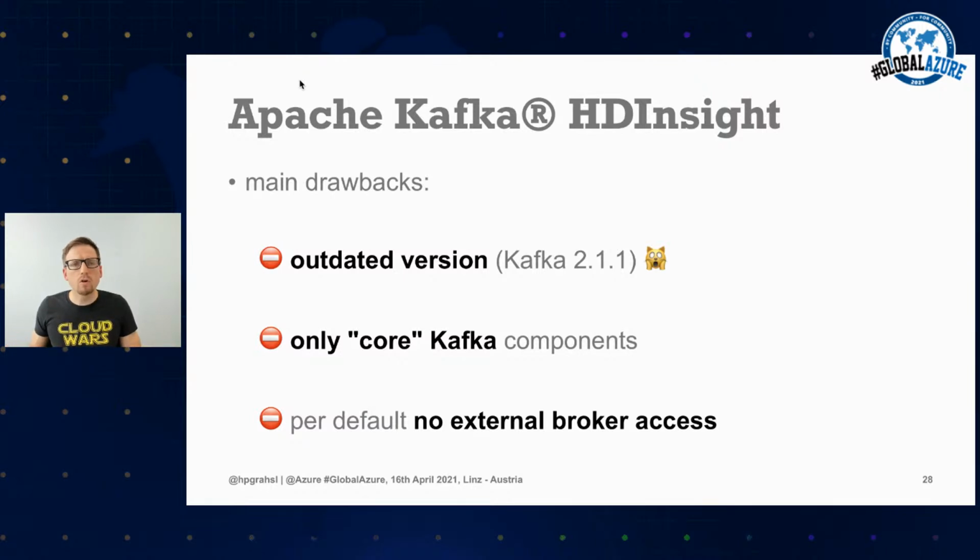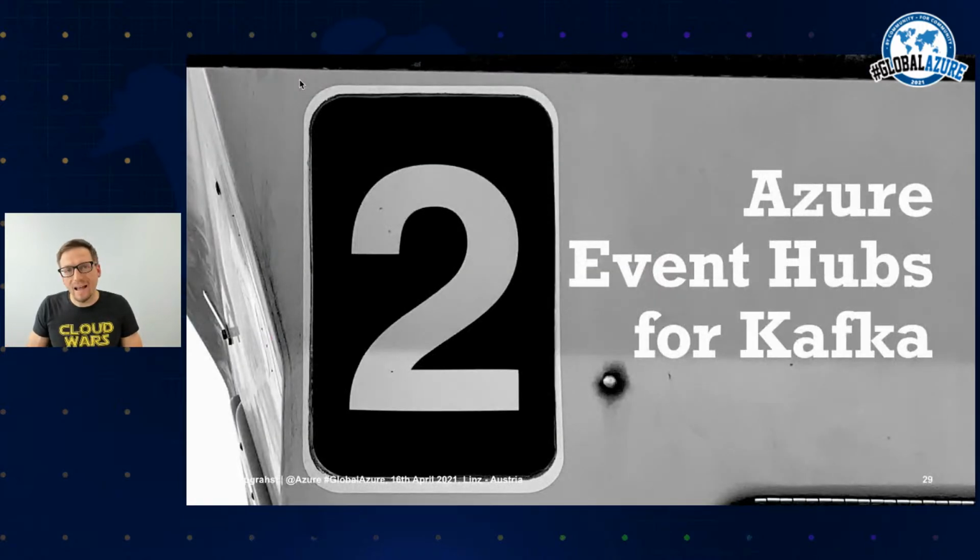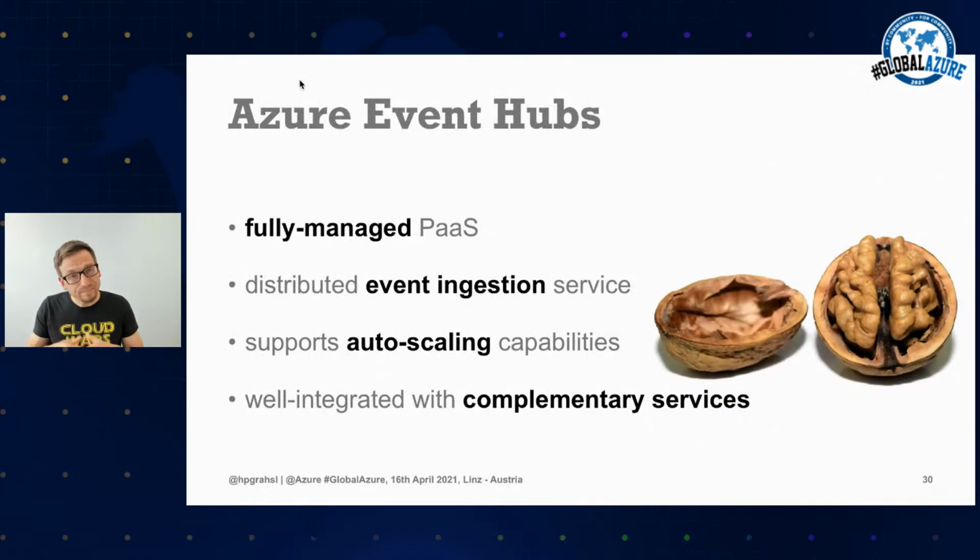With that, I want to switch over to the second option that we have, and this is Azure EventHubs for Kafka. Now, first, Azure EventHubs in a nutshell: it is a fully managed PaaS, and Microsoft describes it as this distributed event ingestion service. And the really great thing about Azure EventHubs is that it is extremely well integrated into more or less the other Azure portfolio that matters for this offering.